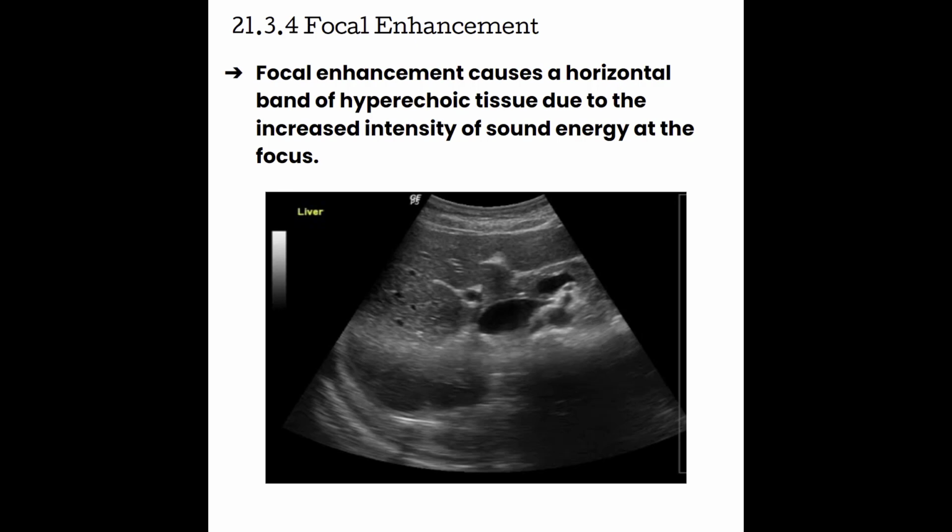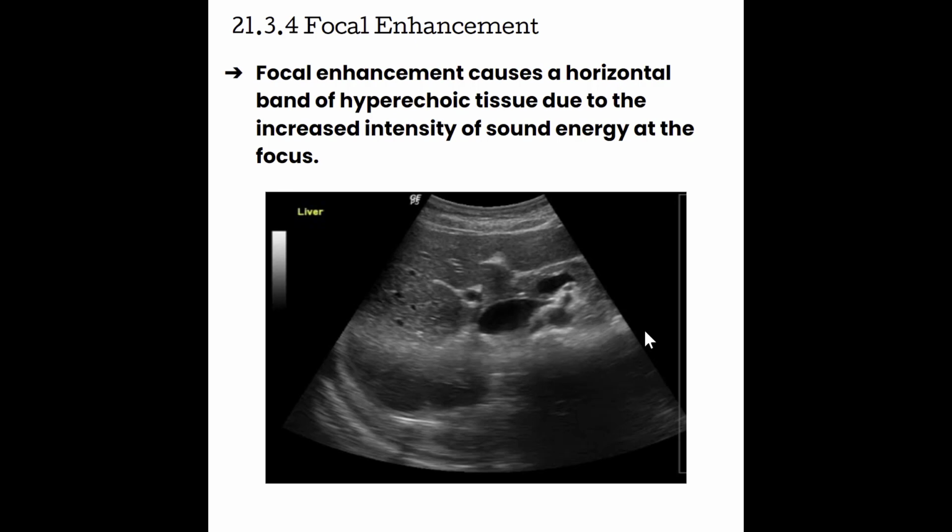Now, focal enhancement operates kind of under the same principles of regular enhancement, that there is more sound energy in an area. However, with focal enhancement, the sound energy is increased at the focal point, and a band of increased echogenicity arises from this area. So focal enhancement causes a horizontal band of hyperechoic tissue due to the increased intensity of sound energy at the focus. So the focal point is not displayed in this image, but it's most likely right here. And what we see is a banding from side to side, causing focal enhancement. And that again comes back to the fact that at the focus is our most intense part of the beam. It has the most energy.